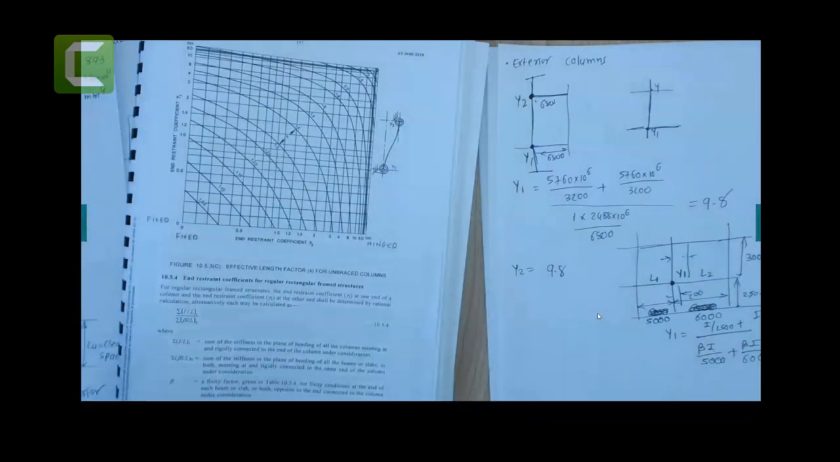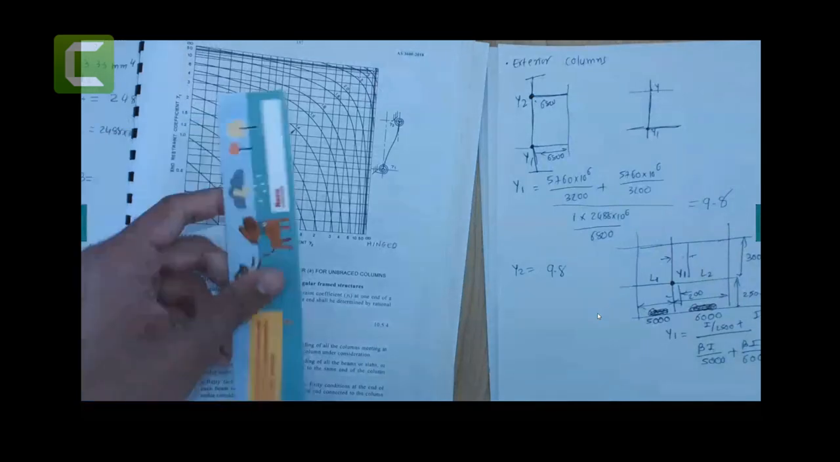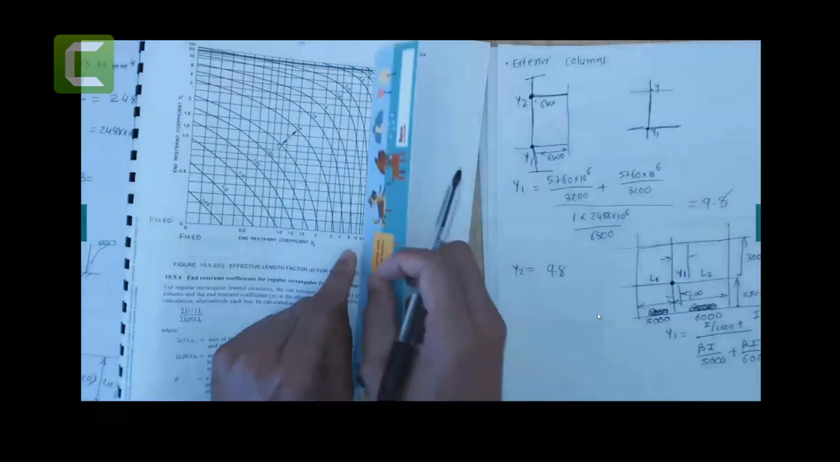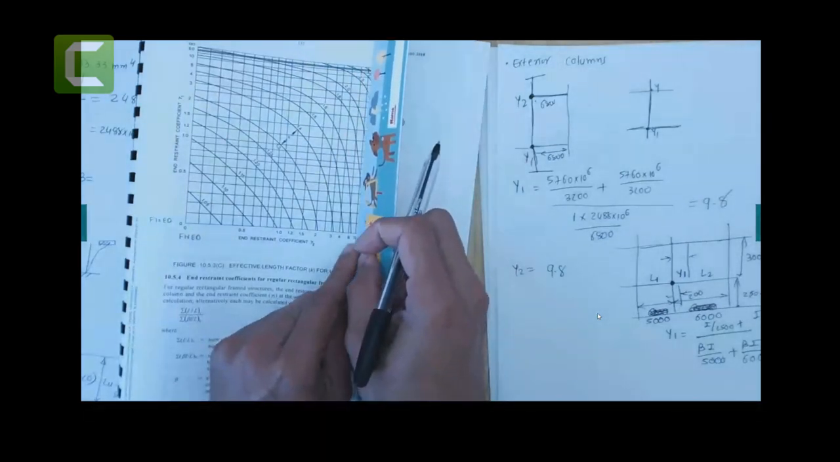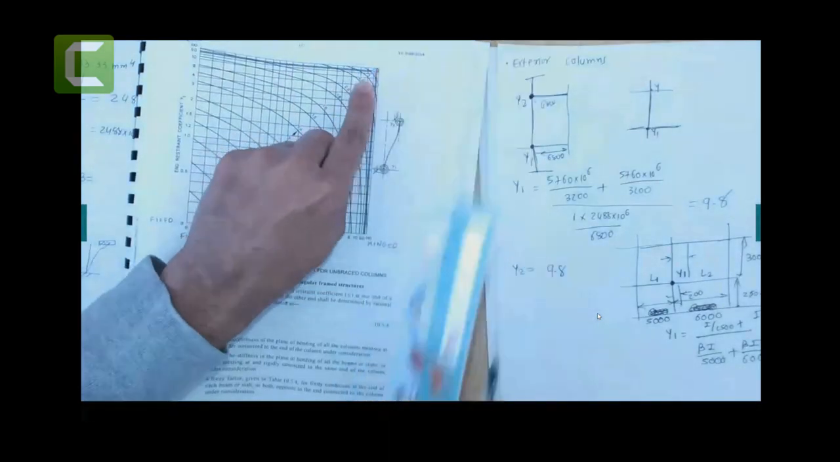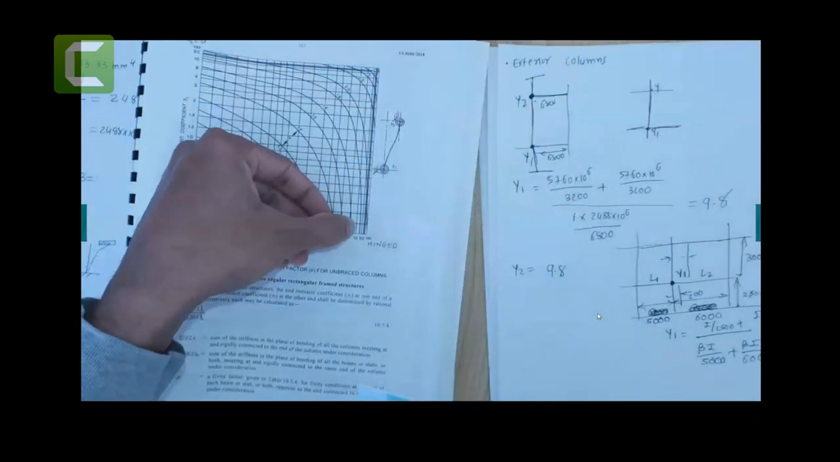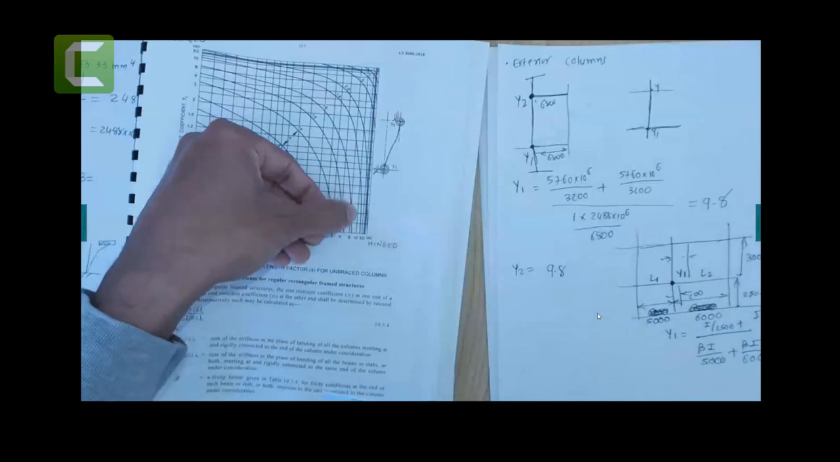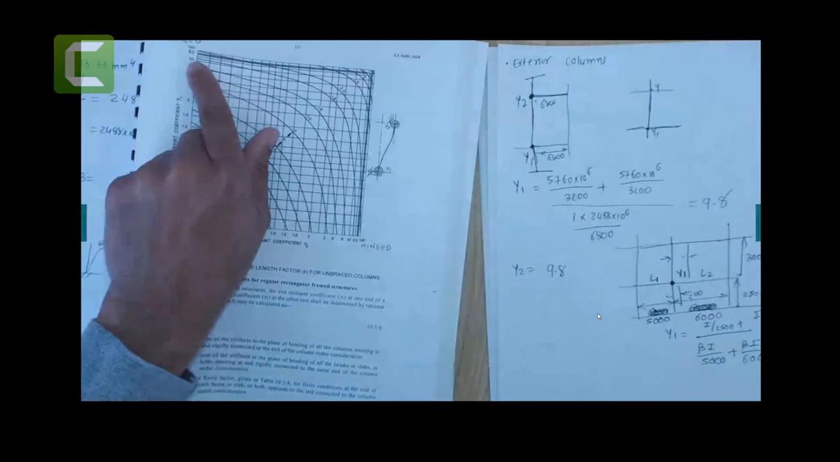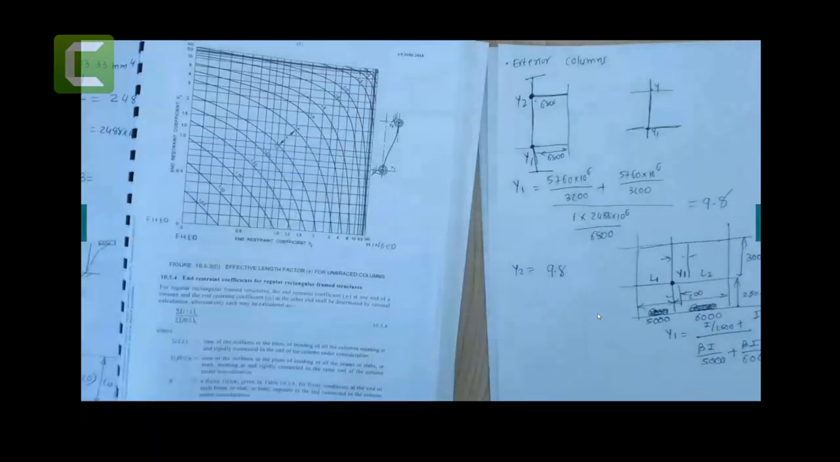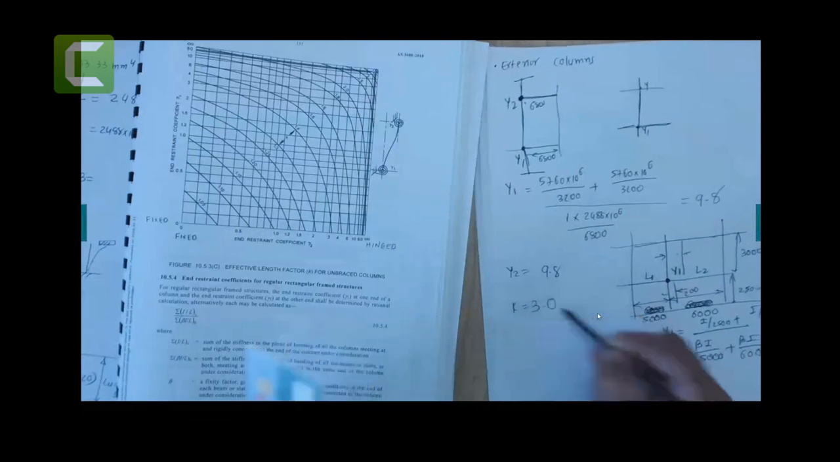Okay, so gamma 1 and gamma 2 is 9.8. You can find 9.8 somewhere here, close to the 10. Let's approximate 10. So you can have a 10 line here, going up to here and across 10. So it intersects at 3. Because just take it 9.8. Who's going to draw 9.8? It's very difficult. It's close to 8, close to 10. So just rounding off to 10, you're going to get this 10 here. Gamma 1 of 10 goes to here and you will see this k value equals 3, right?